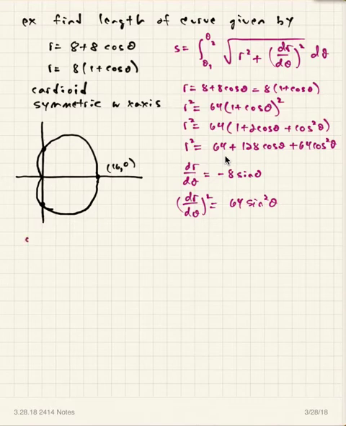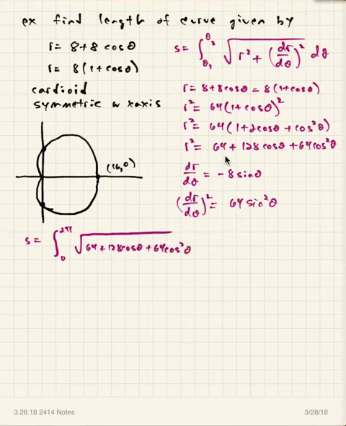All right, so our arc length integral here would become, we trace out one full length of this curve from 0 to 2 pi, so we're going to integrate from 0 to 2 pi. And this would be the square root of r squared, which is 64 plus 128 cosine theta plus 64 cosine squared theta, and that would be plus 64 sine squared theta.